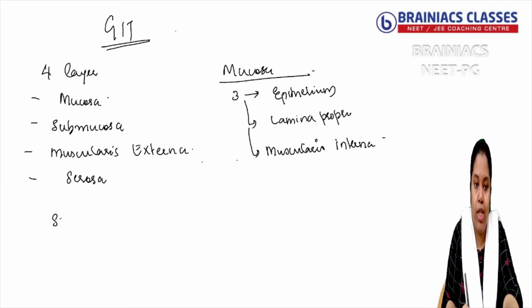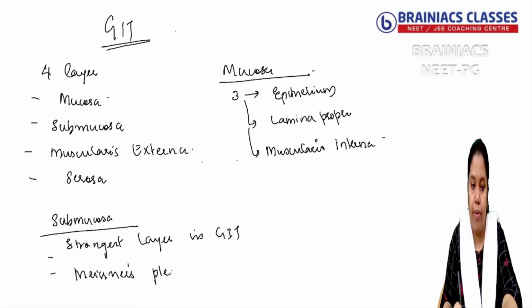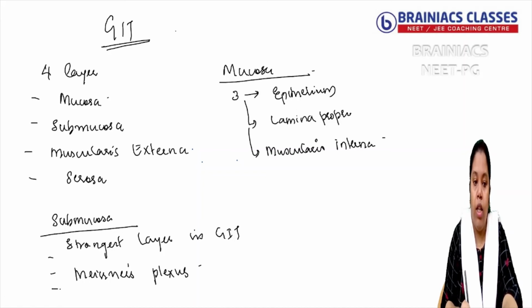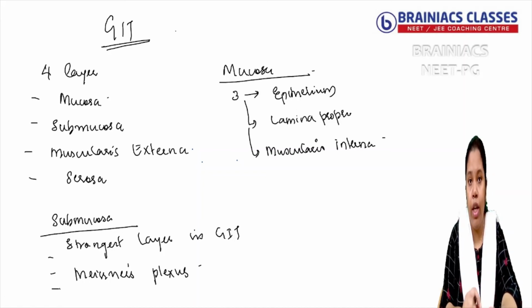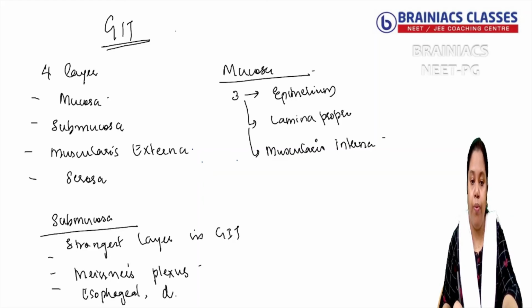Now coming to the submucosa. Submucosa is the strongest layer in the GIT. A nerve plexus runs along the submucosa, and that is called Meissner's plexus. Esophageal glands and the duodenal glands, which are called Brunner's glands, are seen in the submucosa.